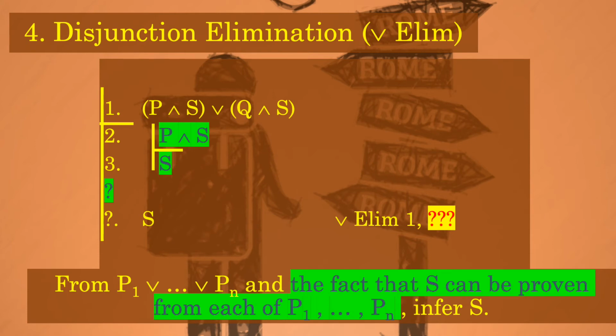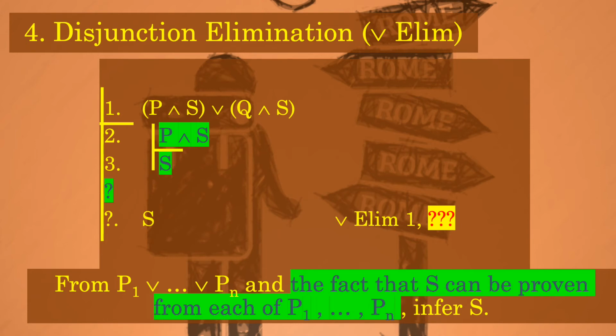Our first disjunct is P and S, as you can see on line 1. And from that, we need to then have a subproof from which S follows. Let's look at line 2. P and S isn't something that's actually true. It's something like a hypothesis. I like to call these subproofs worlds of hypothesis. They're sort of hypothetical worlds.